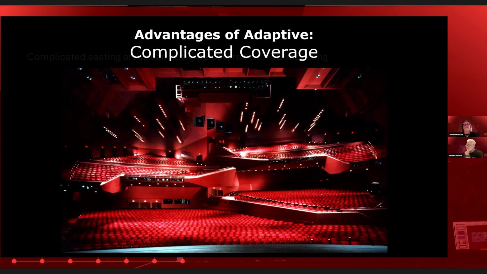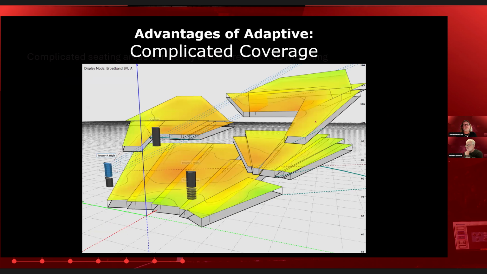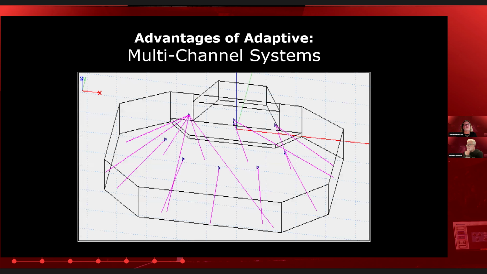And what I was told was that this was the first time ever for these Broadway guys in that room to get what they would call a normal sound in every seat, just as they would have gotten in a theater that wasn't so complicated. So that was the first time, because they had the use of adaptive. Okay. Then also multi-channel systems.